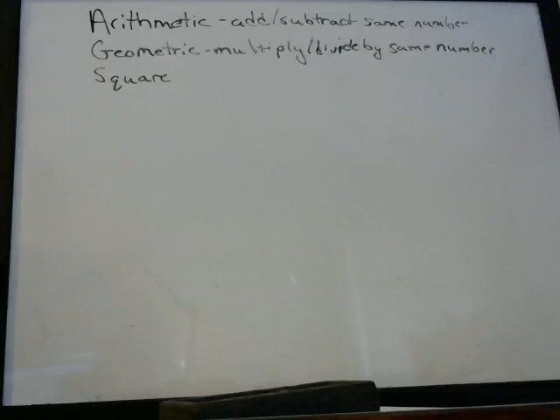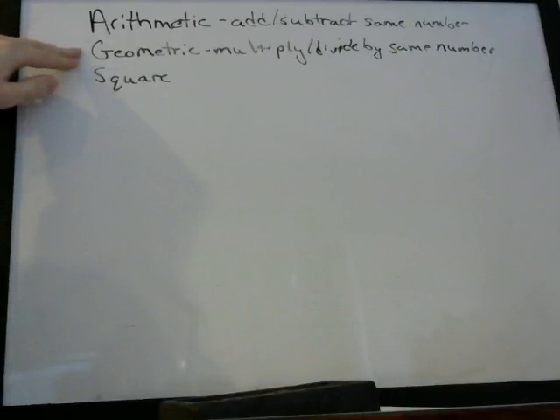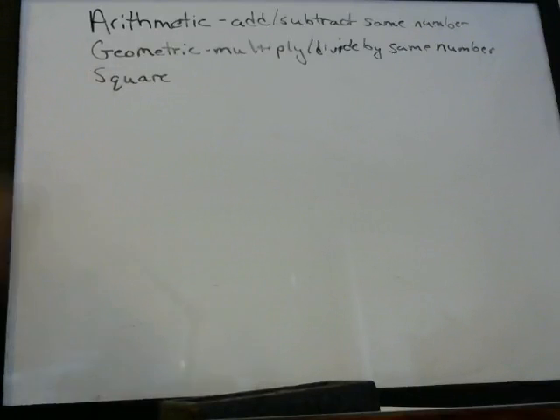So there are a couple of sequence patterns that we're going to learn. The first is called arithmetic, and that is when you add or subtract the same number to each element in order to get the next element. The other sequence is called geometric, where you multiply or divide by the same number to get the next element. And the third thing I want you to be aware of is sometimes they might just be squaring the numbers to get each element in the sequence. So what do I mean by this? We're going to start out with the arithmetic sequence pattern.